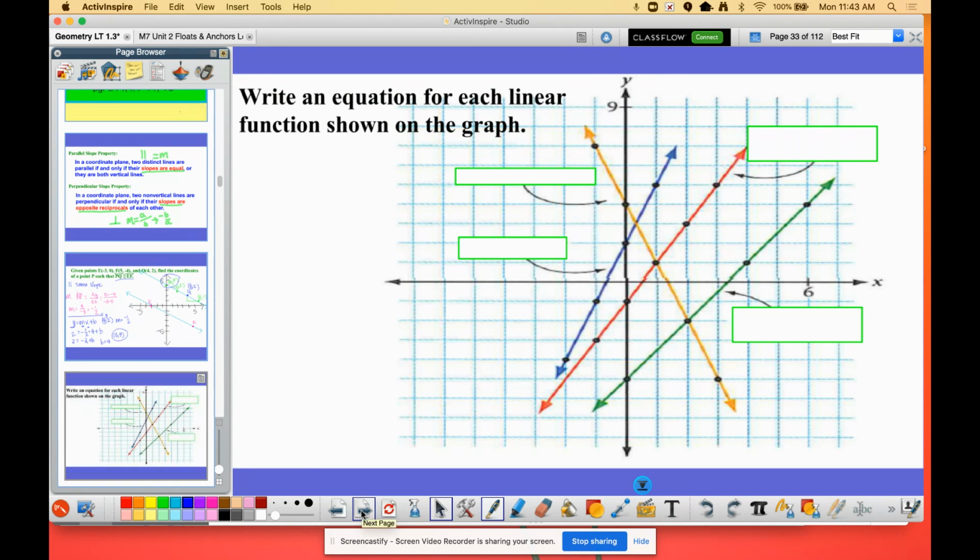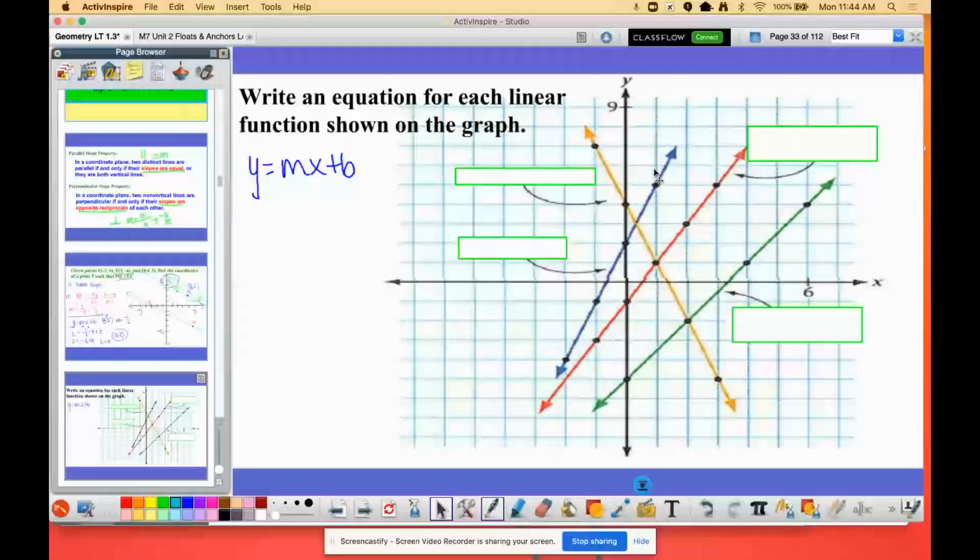Now, moving on towards that and thinking about how we write an equation, I want you to pause the video and look at each one of these lines, and I want you to write an equation in the form of y equals mx plus b. So you need to know your slope, you need to know your y-intercept. So pause the video and write an equation for each one of these lines. And let's check your work.